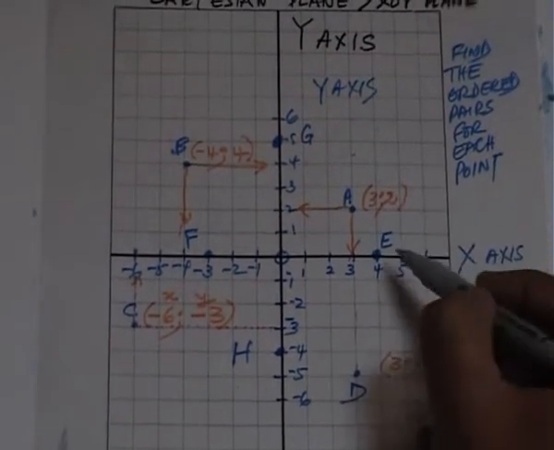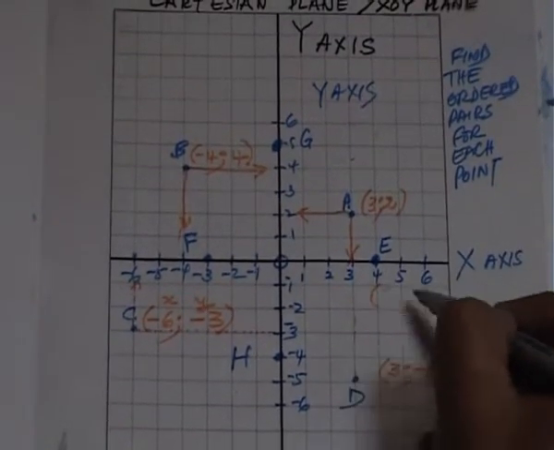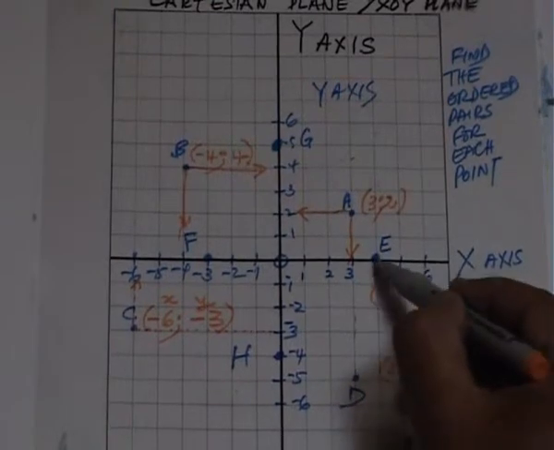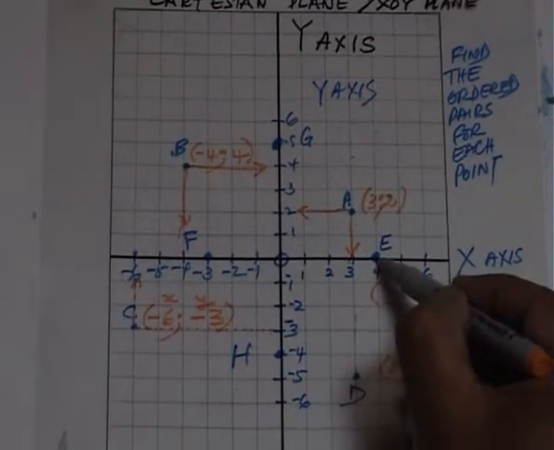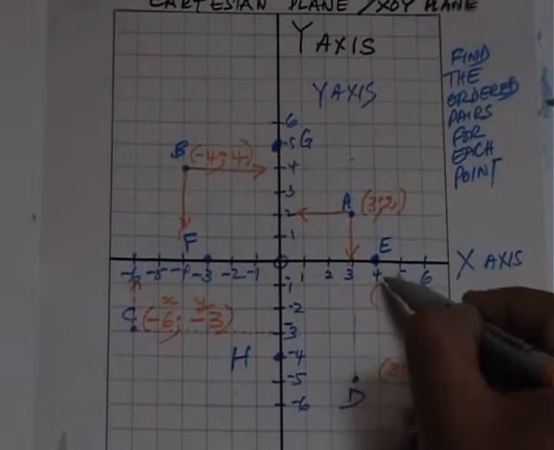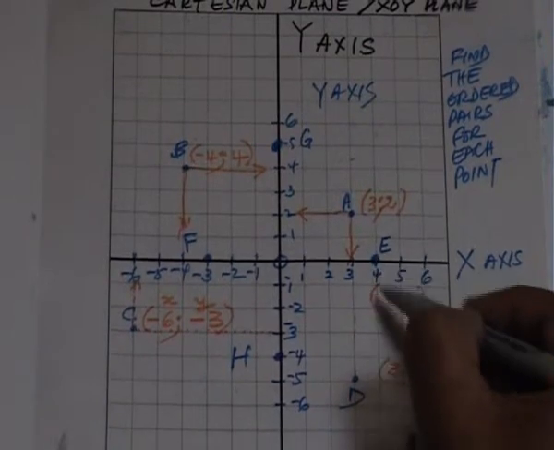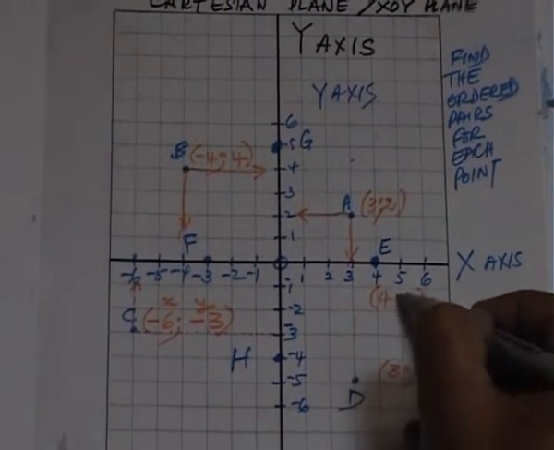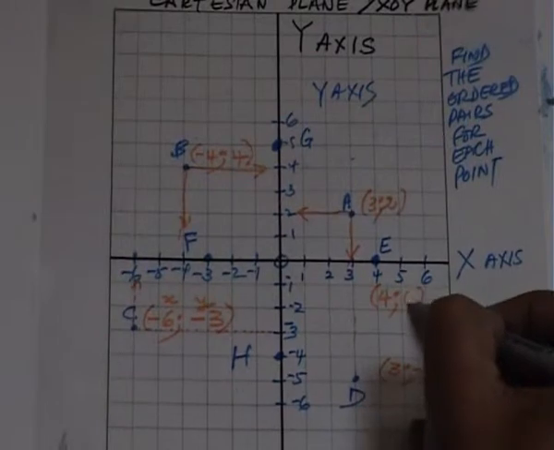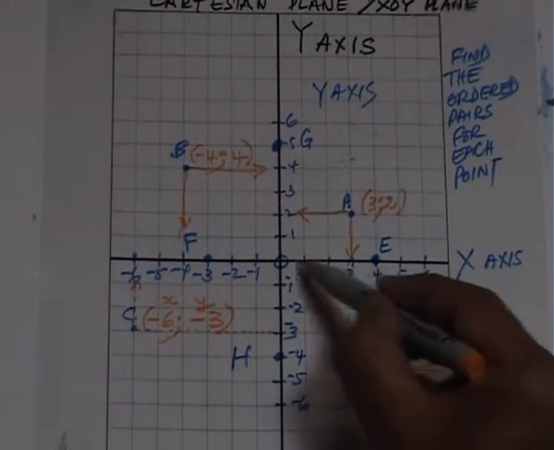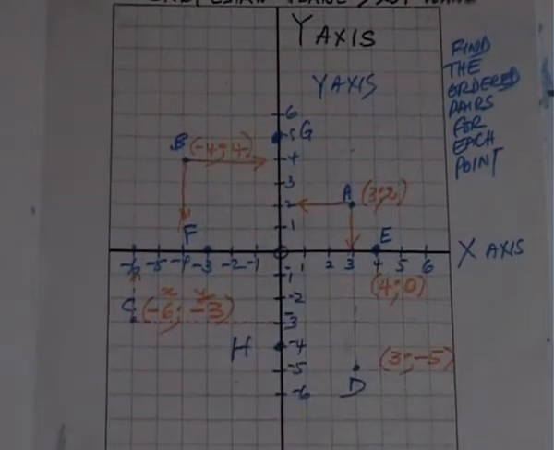Right. Now let's go to E. E is on the x-axis. It's right on the x-axis. So x is 4. You see, you can see it. It's right at 4. So x is 4 and y is 0, because if you go here, you'll see it is 0.